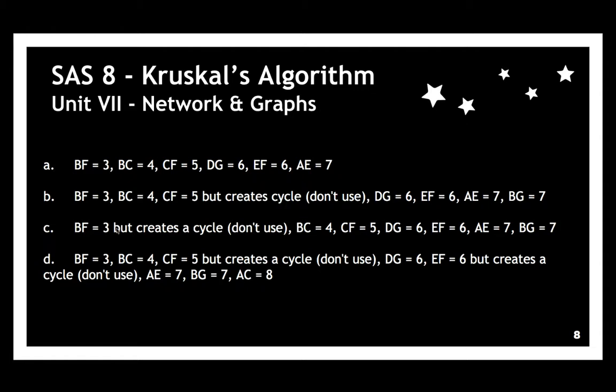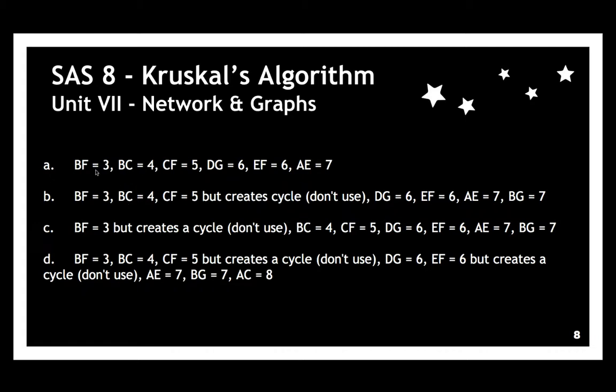Notice it says BF creates a cycle. Well, there's no way it could create a cycle. It's the first edge we actually looked at. It would create a cycle if there was a redundant pathway. If it's the first edge, it's not redundant. So we can eliminate C. Let's go on. BC is not redundant. That means we have 2 edges from B, one going to F and one going to C.